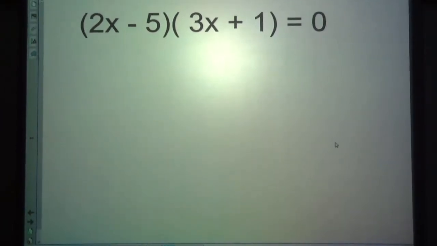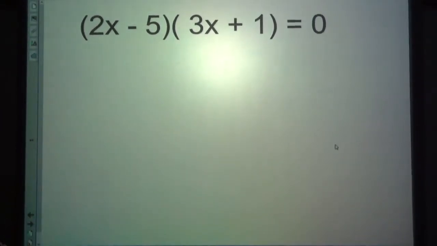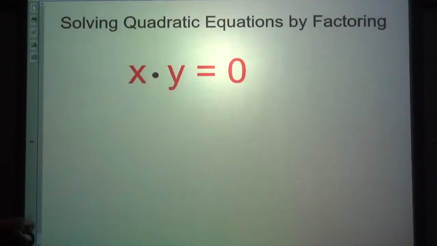Hello everybody. We're here to look at solve by factoring, and I'm on the wrong screen to start. Solve quadratic equations by factoring.